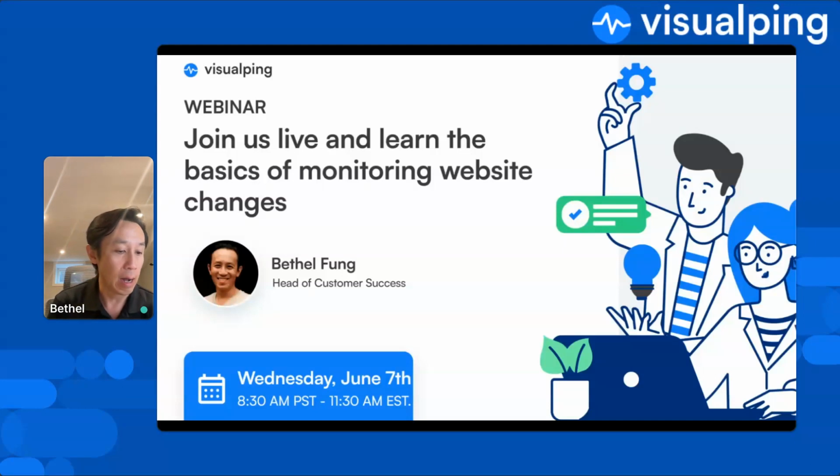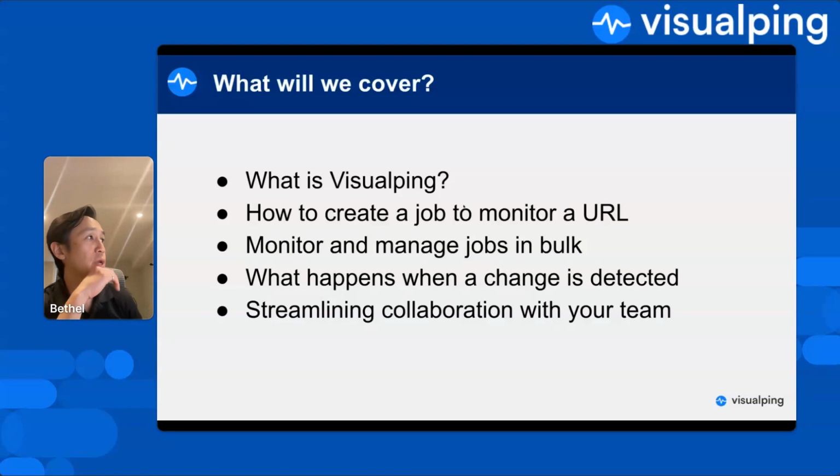Today we're going to go through the full life cycle. We're going to figure out what Visualping does, and we're going to create a job to monitor a URL. I'm going to talk a little bit about how we set things up, what all the different comparison types are, and things like that.